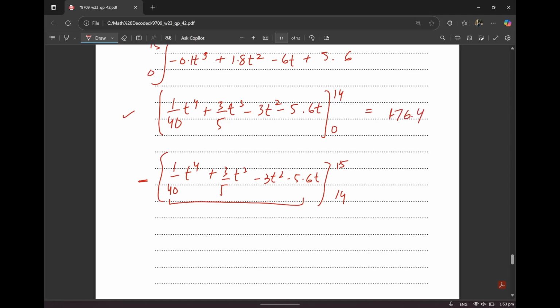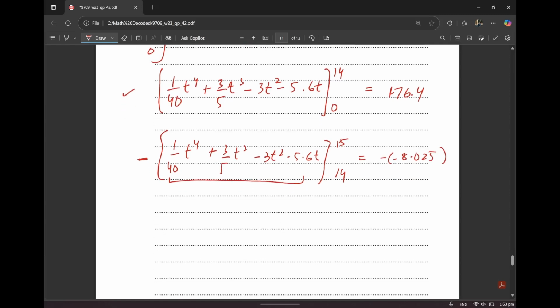Similarly, in this expression as well, you're first going to plug in 15, you're going to get a value, then you plug in 14, you're then going to get a value, and it's going to be a negative value. That's why I put a negative sign over here, which is basically going to be negative 8.025. That's going to become 8.025. Now I'll add these two values. If you by any chance need help on how to integrate within a calculator, you can let me know down below and I will respond to you on that. Anyway, so the final answer comes out to be 184.425 meters.